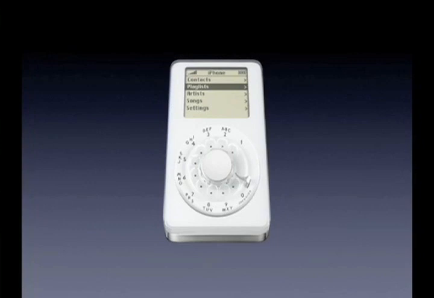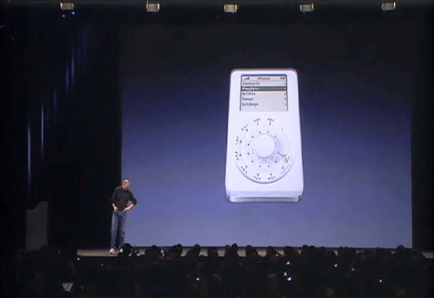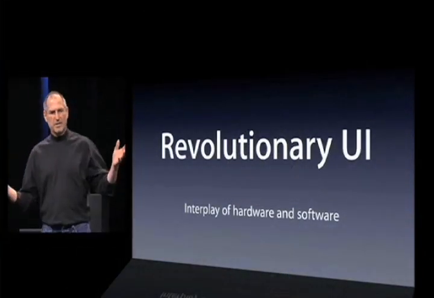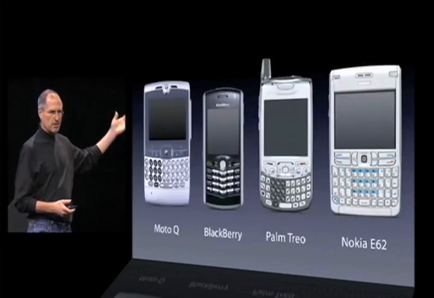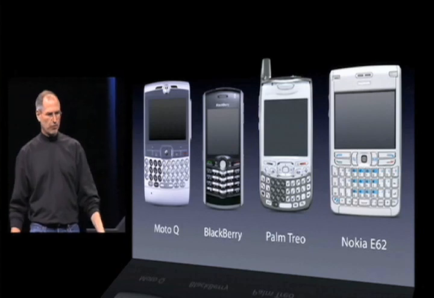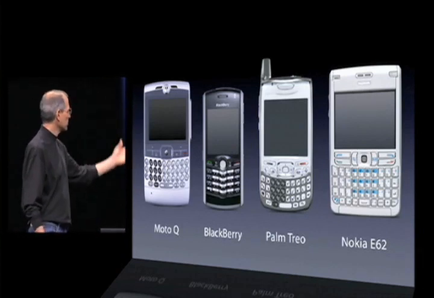No. Actually, here it is, but we're going to leave it there for now. So, now, why do we need a revolutionary user interface? I mean, here's 4 smartphones, right? Motorola Q, the BlackBerry, Palm Treo, Nokia E62, the usual suspects.